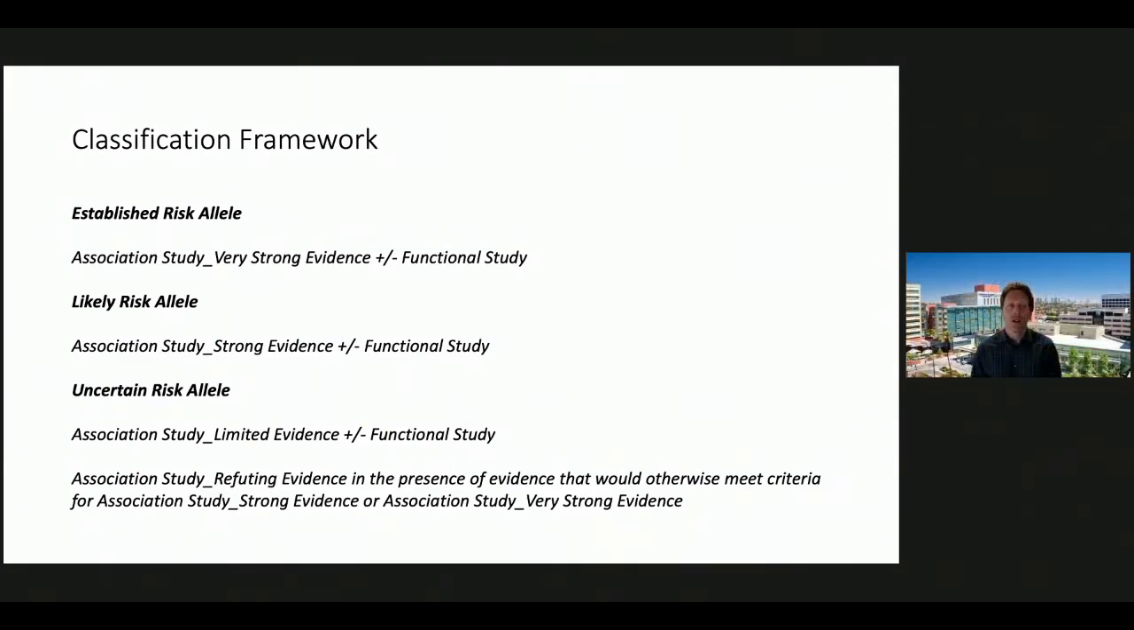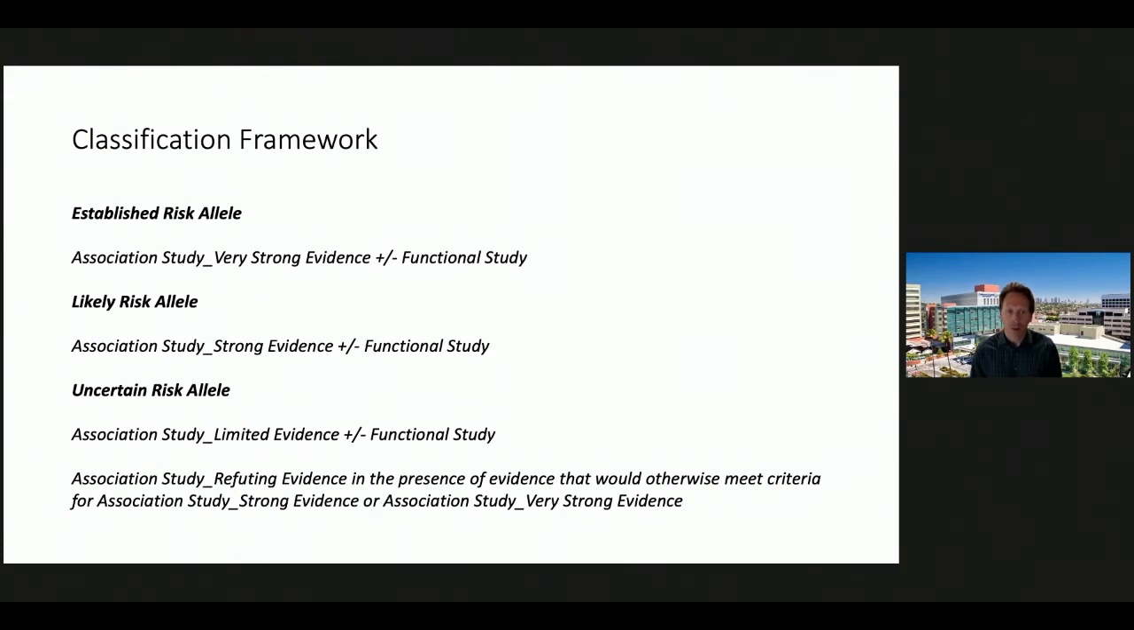Thank you. Okay, so how do we put it all together? Sorry for all the text on my slides. But again, the community told us we are having 3 classification tiers: established risk allele, likely risk allele, and uncertain risk allele. And again, it's really driven by the association study evidence.